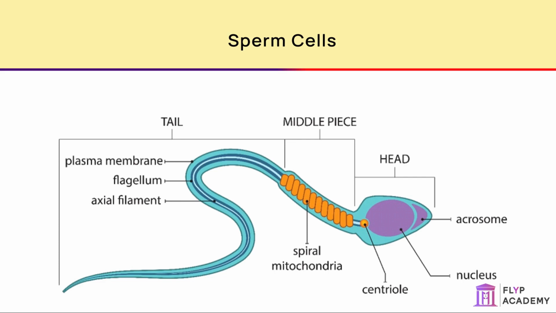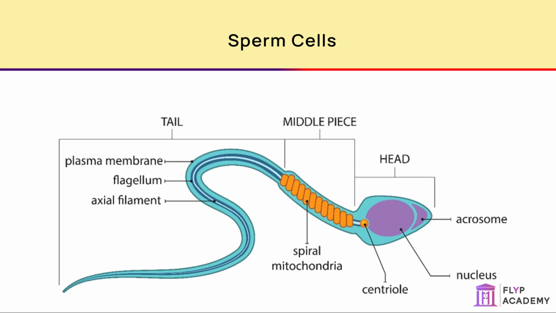The sperm cell has a long flagellum. This acts as a tail to allow it to swim to the egg. The many mitochondria in the middle piece provide energy for the tail to move. Once a sperm cell reaches an egg, it must break through the outer membrane. The acrosome at the front of the head contains enzymes that break down this membrane.